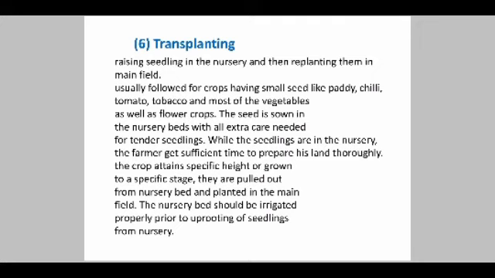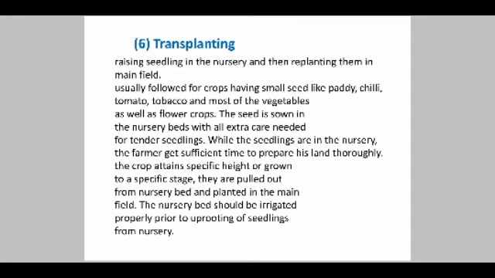In this method, usually crops having small seed size like paddy, chili, tomato, some vegetables, and some flower crops are used. These seeds are sown in a nursery bed with extra care and tender seedlings arise. While the seedlings are in the nursery, the farmers get sufficient time to prepare the land. When the seedlings attain a specific height and stage, they are pulled out from the seed bed and planted in the main required area.